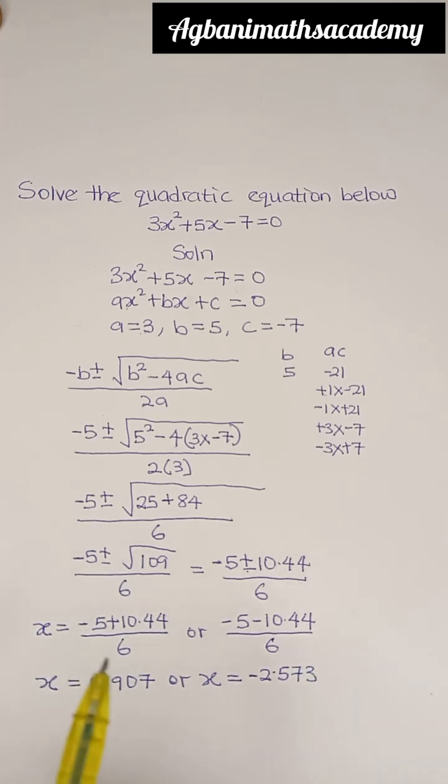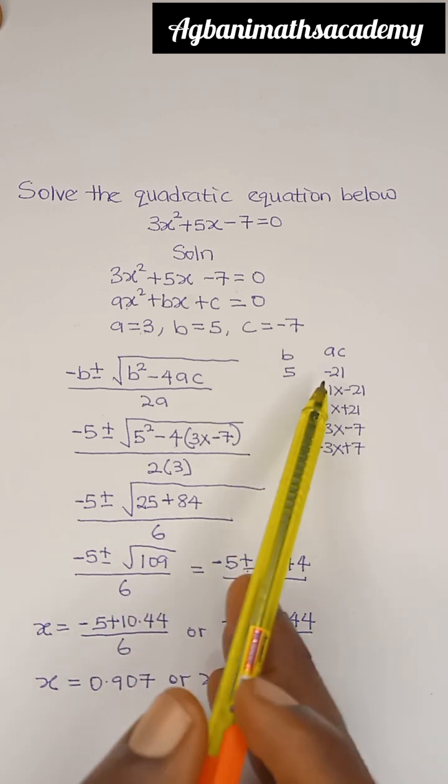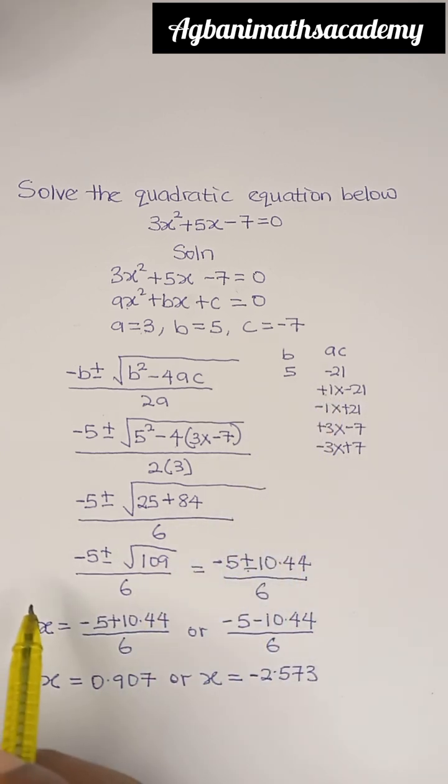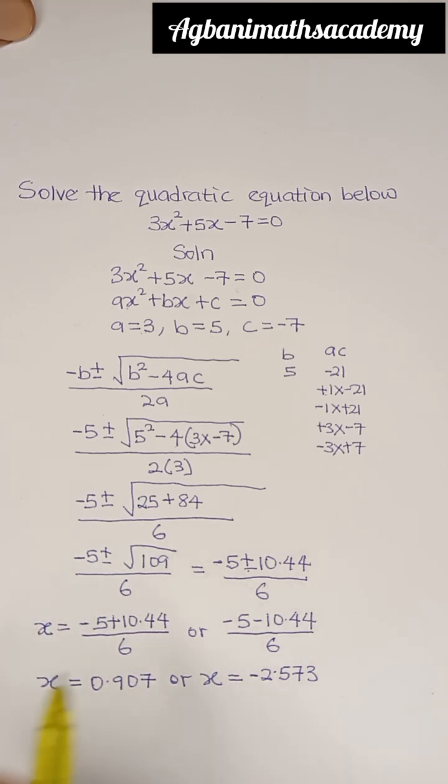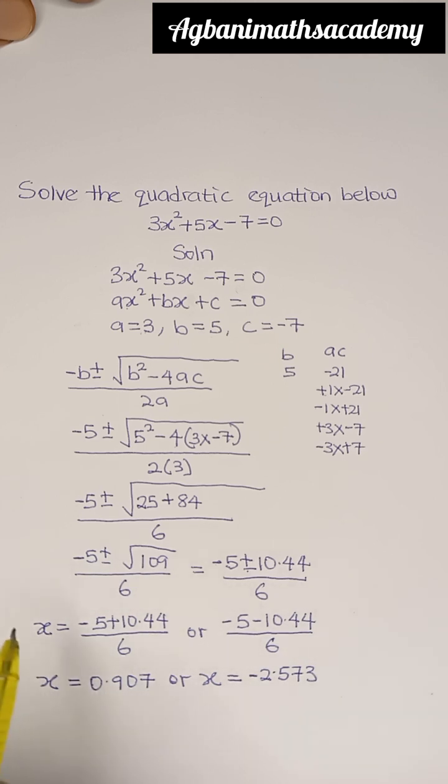In summary, whenever you have a situation where you cannot find two values that will multiply themselves to give us AC and also add themselves to give B, then all you need to do is switch over to formula method, because with factor method, it will be very difficult to find those two values.